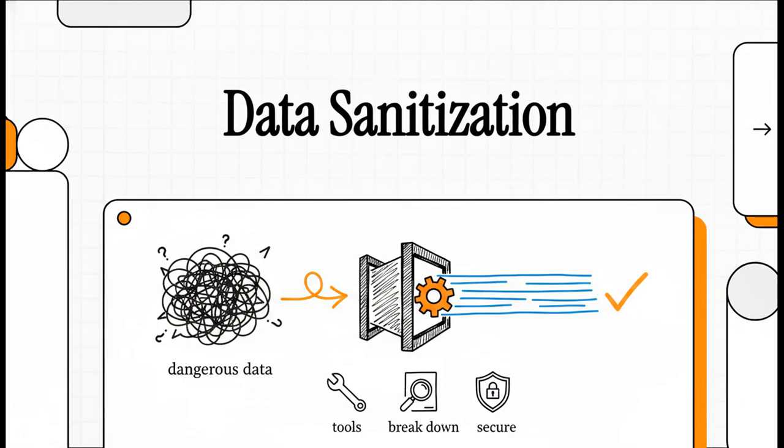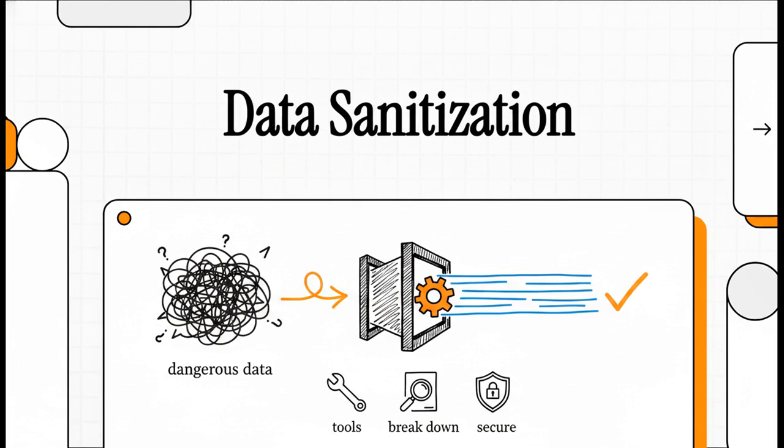Welcome to this explainer. Today, we are tackling a massive piece of the secure coding puzzle. We've talked a lot about input validation, and we've covered output encoding. But what happens when you're forced to accept messy, potentially dangerous data, and you just can't flat out reject it? Well, that is exactly where the third crucial technique in our secure coding toolkit steps in: data sanitization.